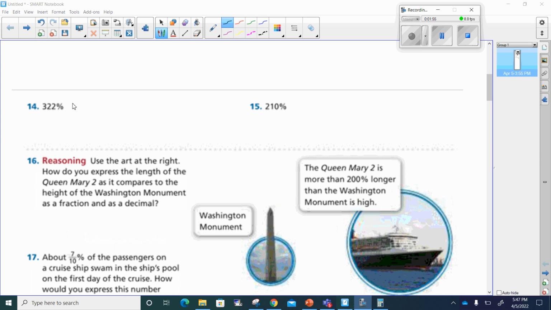I'm going to do this a little bit different, like I've been showing you in class. First of all, I'm going to take 322% and turn it into a decimal. When I turn it to a decimal, I move my decimal back 2 spaces. So this is going to become 3.22. That's decimal form, okay? Now, I'm just going to put an arrow here that says decimal.